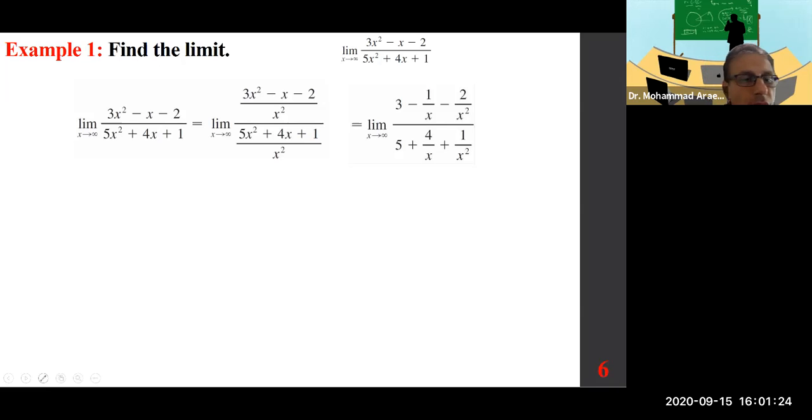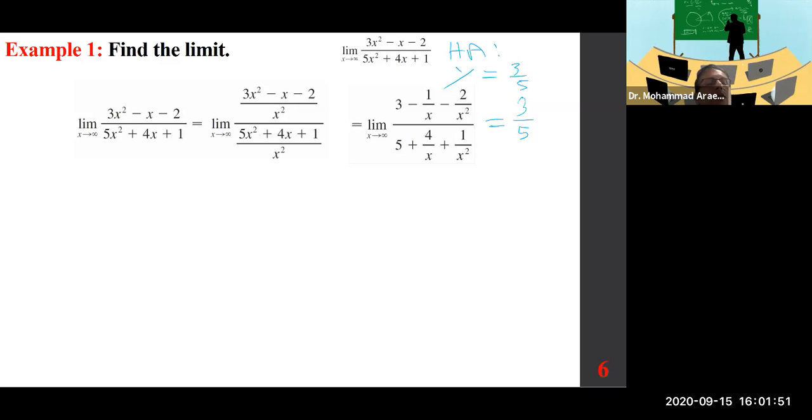As far as I'm concerned, class, right here, everything goes to 0 with the exception of 3 and 5. Okay, so right here you can say the horizontal asymptote is the equation y equals 3, and that's fine with me.